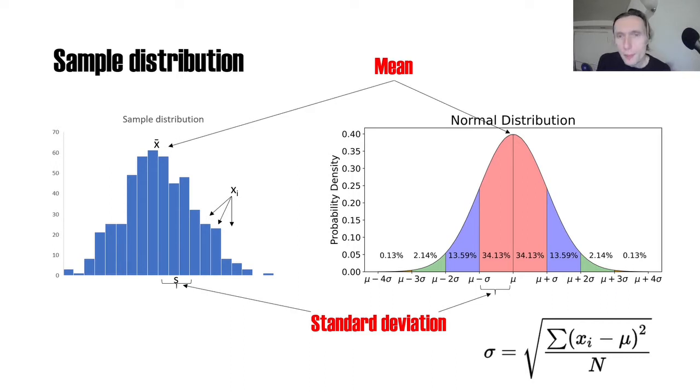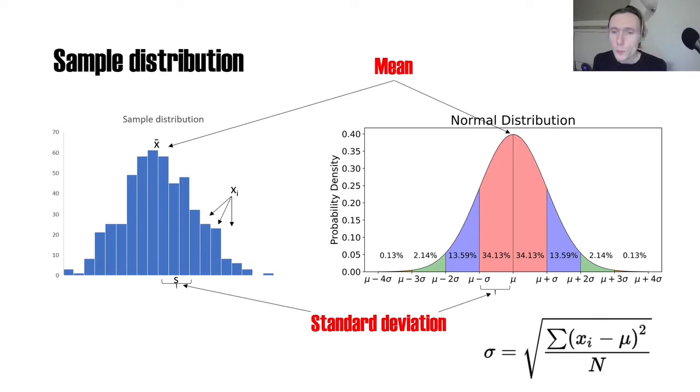Now, why is this a good thing? Because then we know if we would look at some point in this distribution, right, we would just put a dot somewhere on this distribution, we exactly know how many observations we would expect there if our distribution would follow this normal distribution.